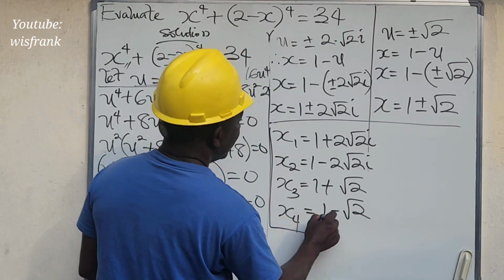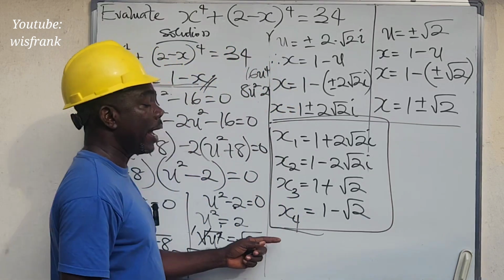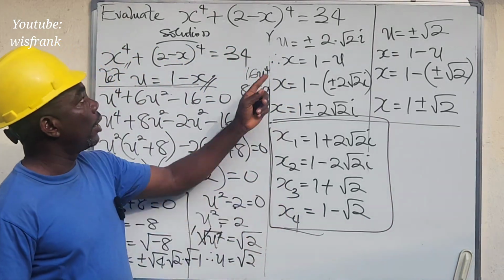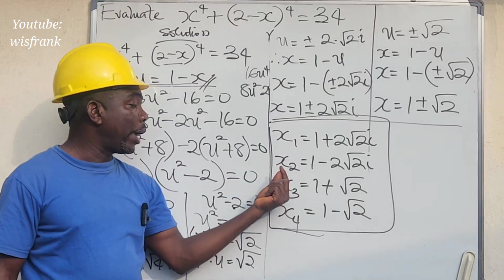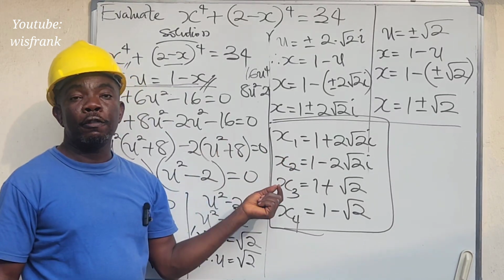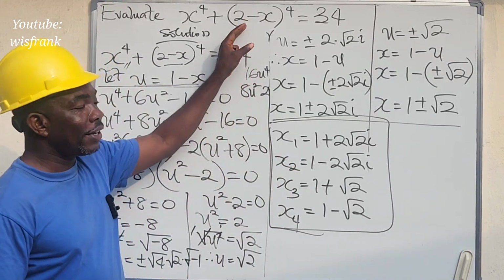So these are the possible values of x that we have. There are 4 in number. And you can see that we have the power of x here, 4. So it therefore means that we have 4 solutions of x from this question, and it satisfies this question.